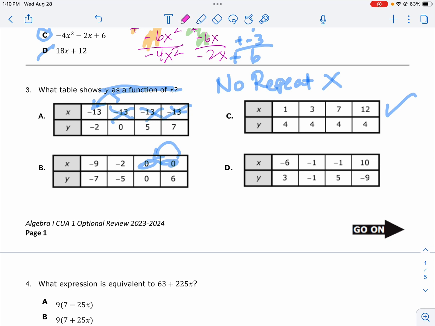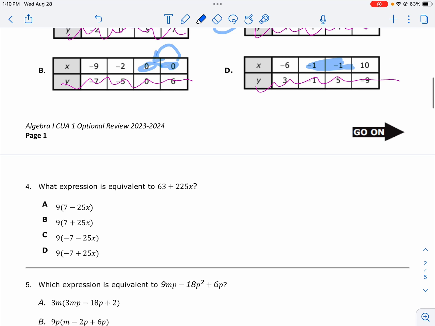Notice, guys, I'm not even looking at the y row. I don't care about the y's. All I care about is the x's. Do the x's work? This D has 2 -1s. That's not allowed. C is your correct answer.